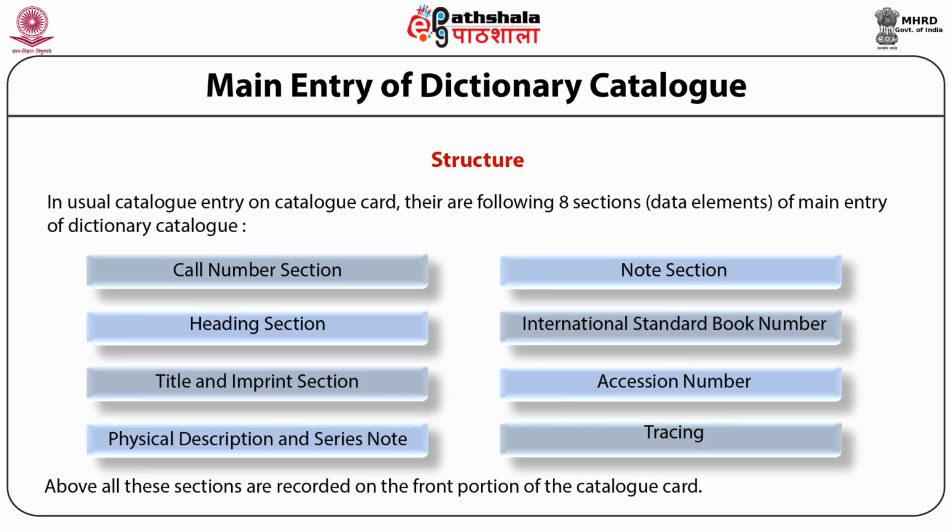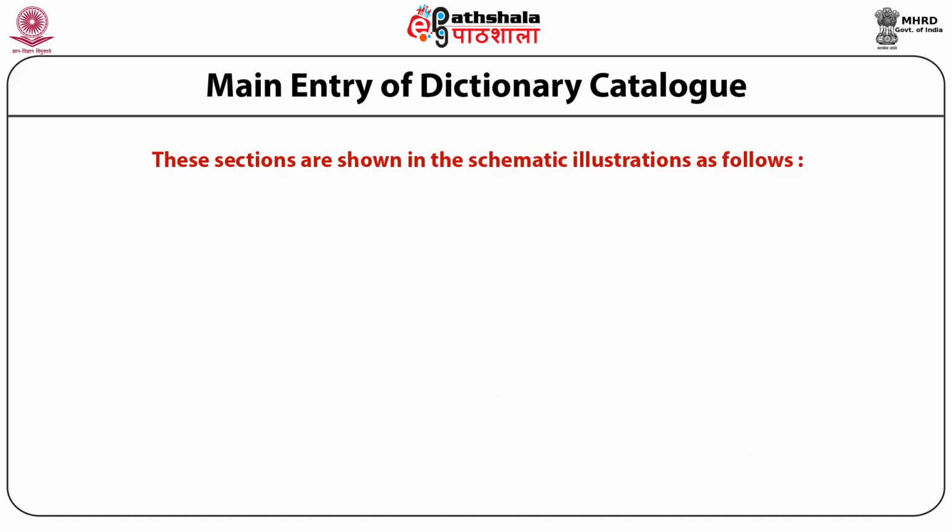However, if there is no space for tracing on the front portion, it can be continued or given on the back of the main entry card, giving the word over on the right hand side of the main entry card. However, if there is no space for transcribing any other section of main entry except tracing, the phrase continued on next card is recorded on the right hand side of the main entry card, and remaining sections are recorded on a new card or on a continued card. These sections are shown in schematic illustration as follows.